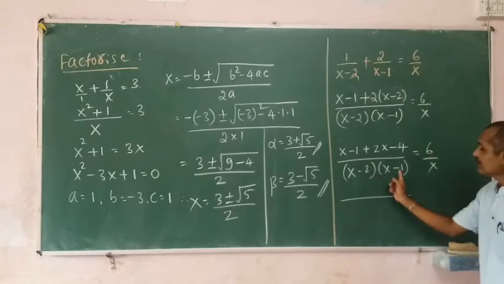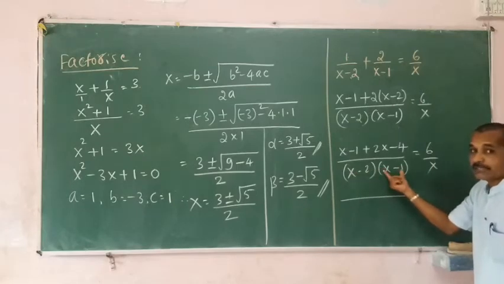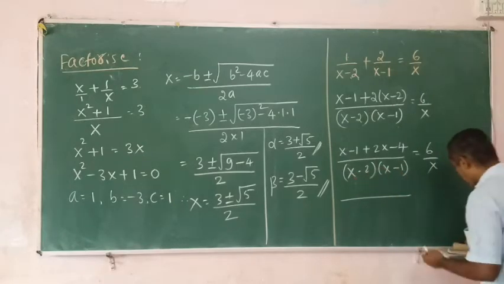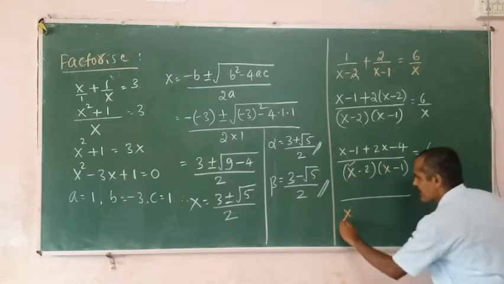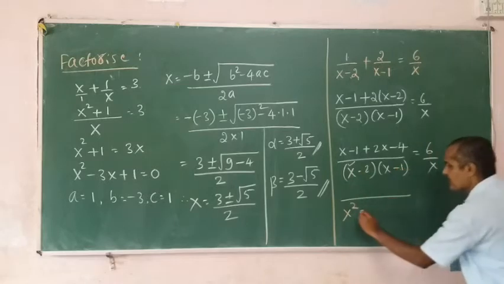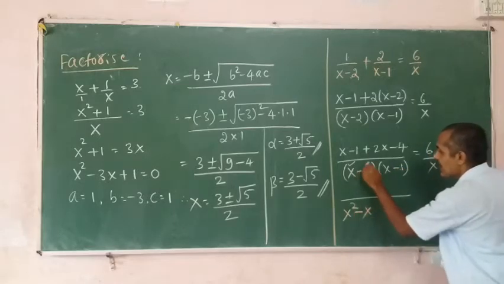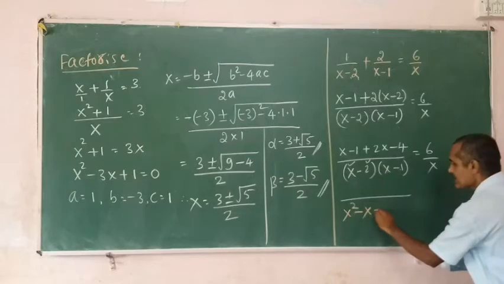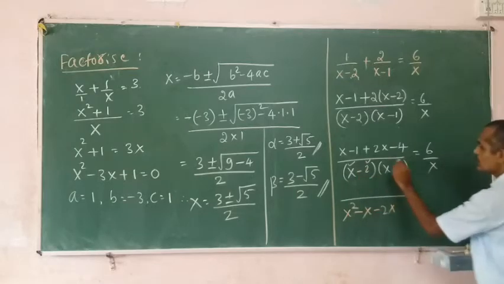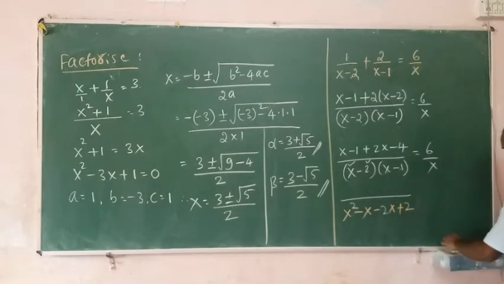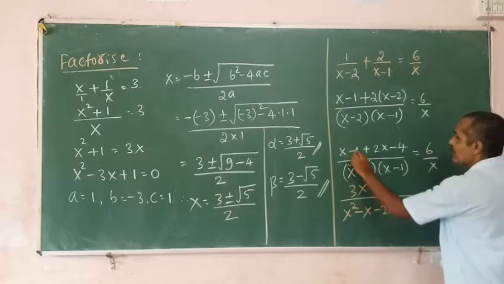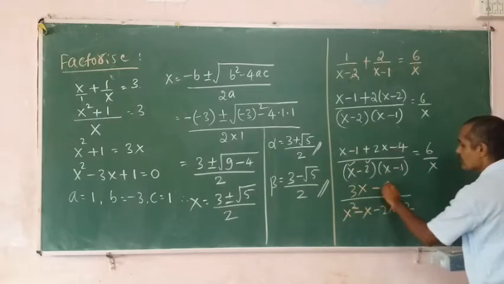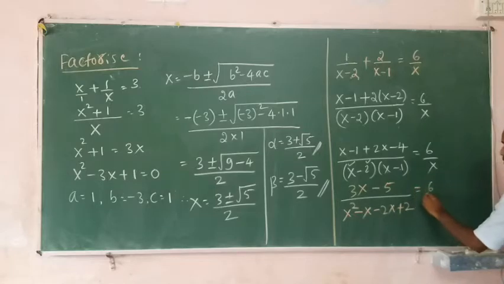Okay, this is binomial into binomial. Multiply binomial into binomial. How to multiply? Start with x. x into x, x square. x into minus 1, minus x. Start from here. Minus 2 into x, minus 2x. Minus 2 into minus 1 gives you plus 2. Whereas in the numerator, what happens? x plus 2x gives you 3x. Minus 1 minus 4 gives you minus 5, is equal to 6 by x.